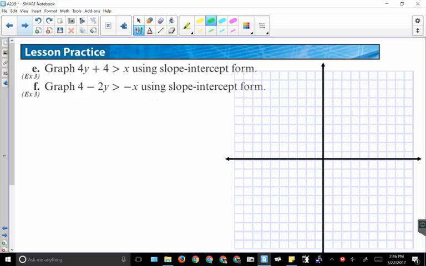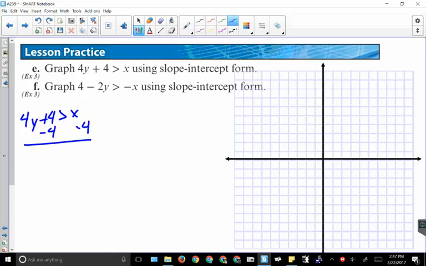All right, let's see if it matches what I've got. So if I take a look at E to begin with, I've got 4y plus 4 greater than x. So I subtract 4 from both sides. So now I have 4y greater than or equal to negative x minus 4. Divide by 4, so y greater than 1/4 x, since you can put a 1 in front of the x, minus, and then this would be 4 over 4, but 4 over 4 is the same as 1.